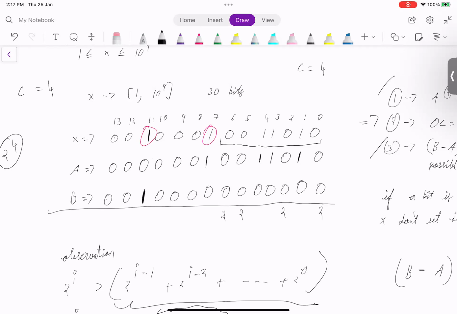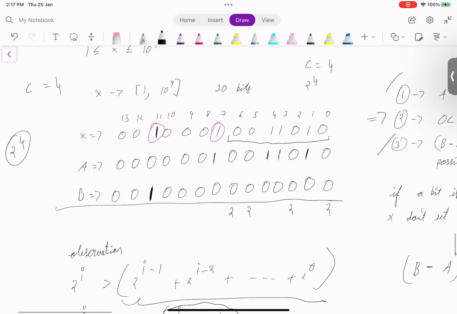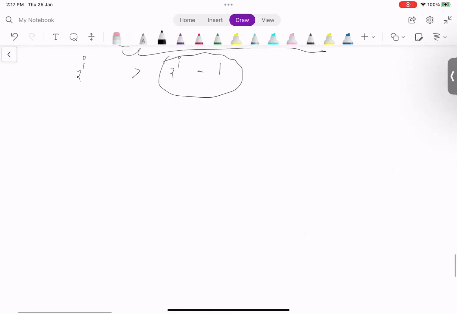Let C be the number of unset bits after the second most significant bit. Then the number of pairs A comma B that we can form are 2 power 4, because all the bits which are unset after the second most significant bit have two choices. Right? So in total, for 4 such bits, we have 2 into 2 into 2 into 2, which is 2 power 4 choices. So this way we can solve the problem.